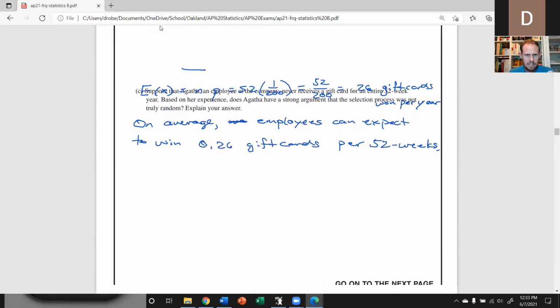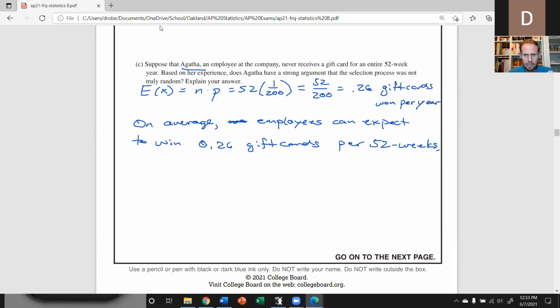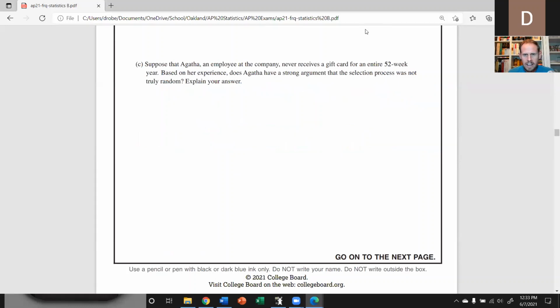All right, part C. Suppose that Agatha, an employee of the company, never receives a gift card for the entire 52-week year. All right, well, based on her experience, does Agatha have a strong argument that the selection process was not truly random? Explain your answer. All right, so if she didn't win, that means she's going to lose 52 times, all right, which we've already calculated. All right, we've done the other way.